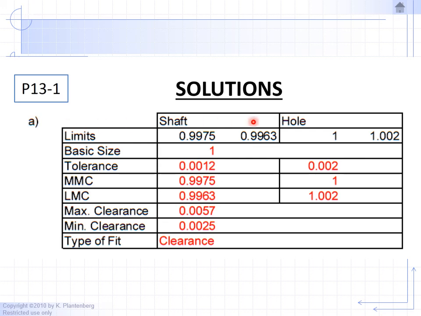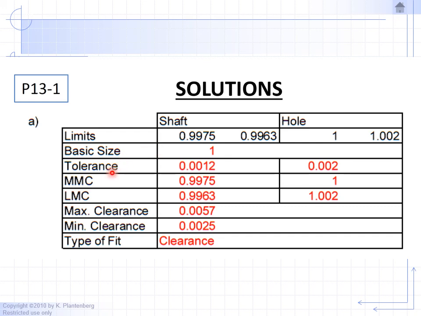All right, so we have a shaft that has a diameter from 0.9975. It can be down as low as 0.9963 in diameter. And there's a hole in a block. The hole has a diameter of somewhere from 1 inch up to 1.002 inches. Okay, so basic size. Basic size is a nice round number or a very common fraction that you would see on a ruler. So in this case, it's obvious that 1 is our basic size.